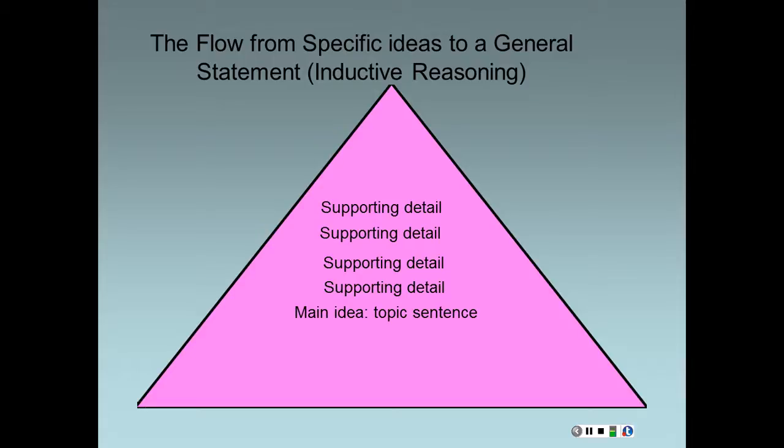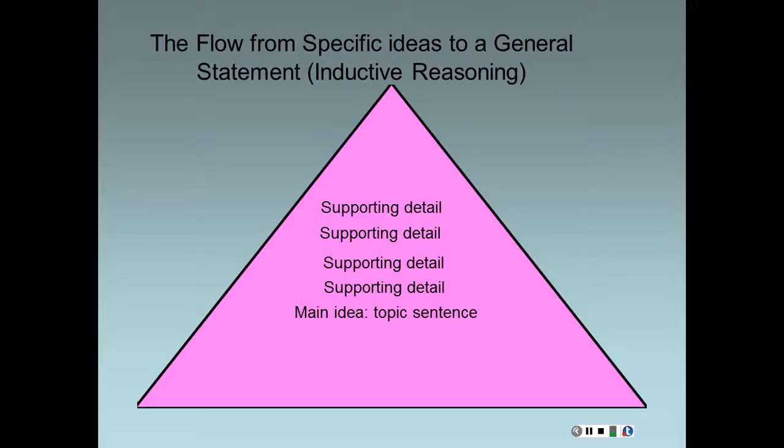Sometimes an author waits until the end of the paragraph to state the topic sentence and main idea. This approach can be very effective because it allows the details to build up to the main idea. The pattern is sometimes called climactic order. The flow of ideas is known as inductive because the author's thoughts move from specific supporting details to general, the topic sentence.